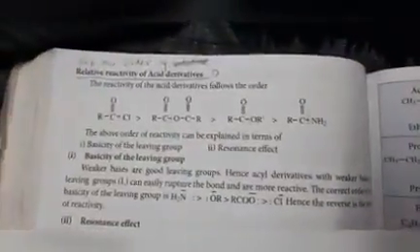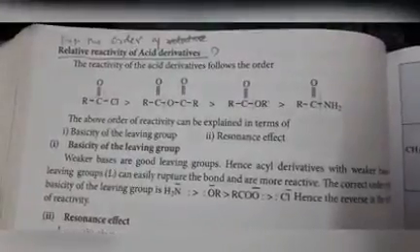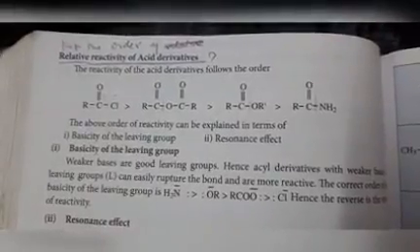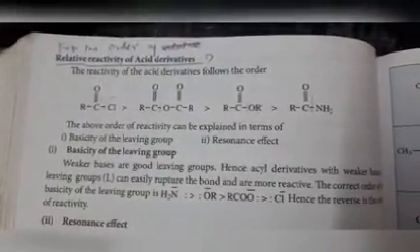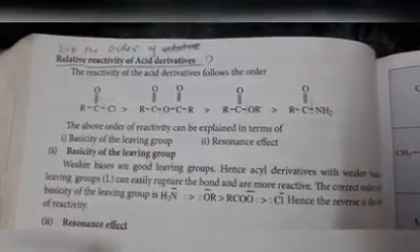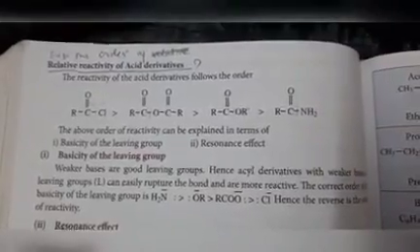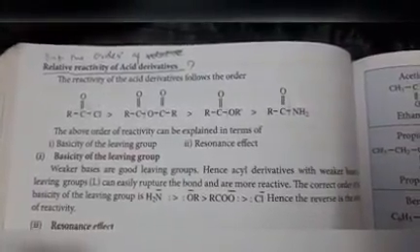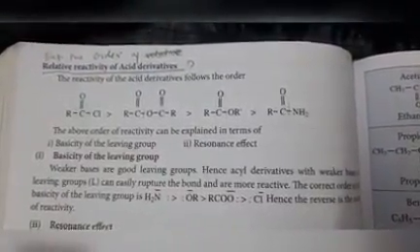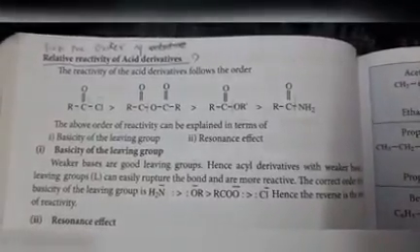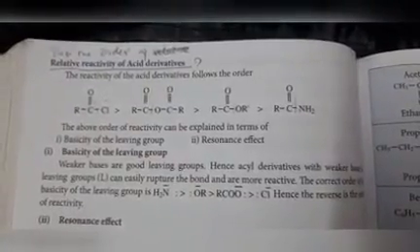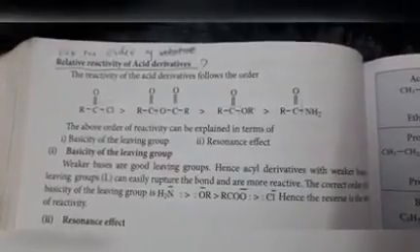Relative reactivity of acid derivatives. Some comparison is given. RCOCl, acid chloride, has more reactivity than acid anhydride, than ester, than amide. The above order of reactivity can be explained in terms of 2 points: one is the basicity of the leaving group, and another is the resonance effect.